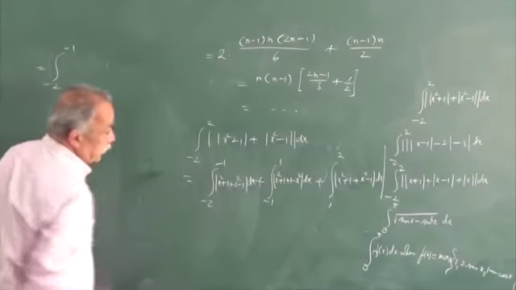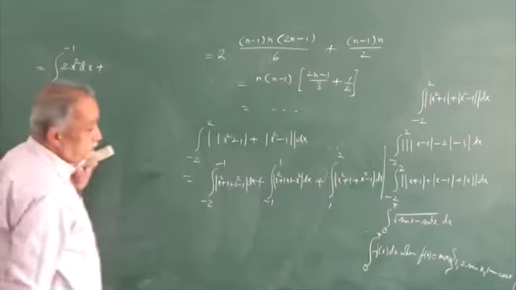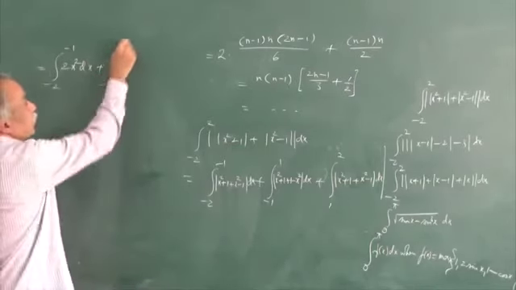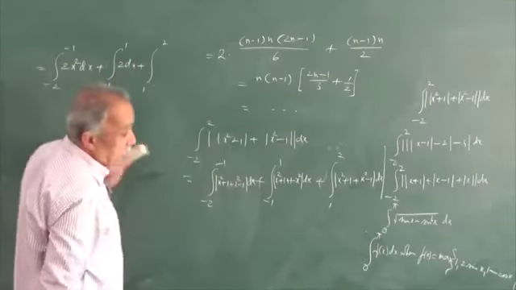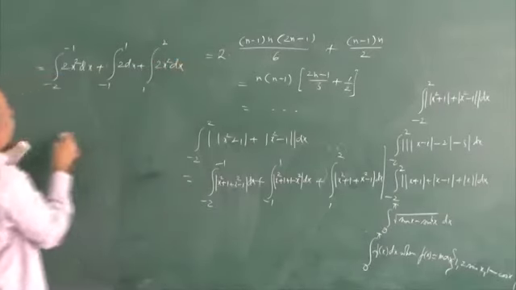This is mod 2x square, which is same as 2x square. Next is mod 2, which is just 2. Last is mod 2x square, which again simply is 2x square.